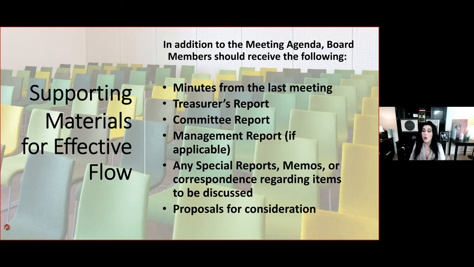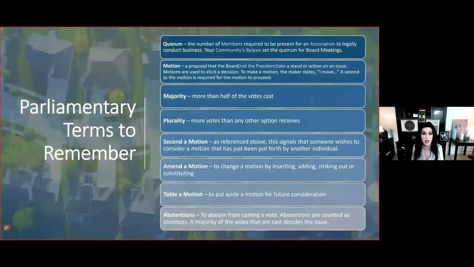Plus we've got quorum. Quorum is going to be determined by your bylaws as well. We're going to see that here in upcoming slides.